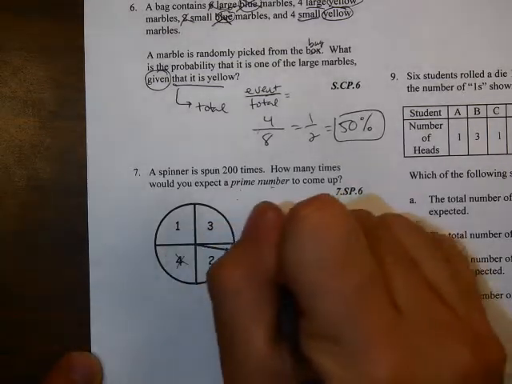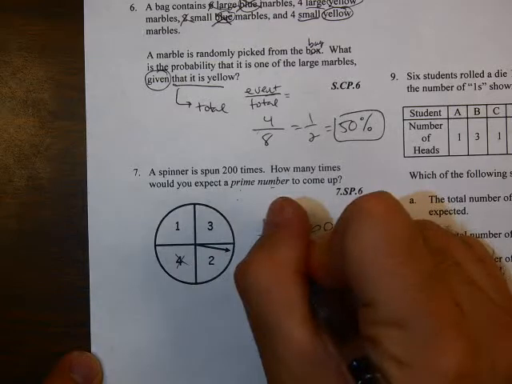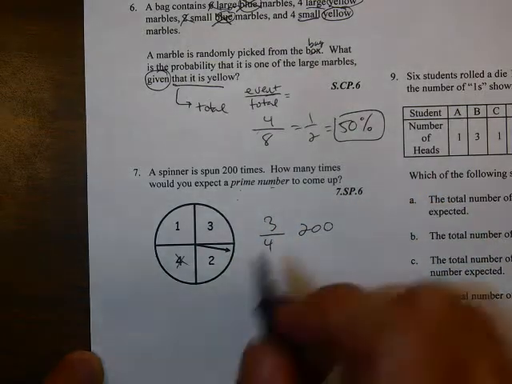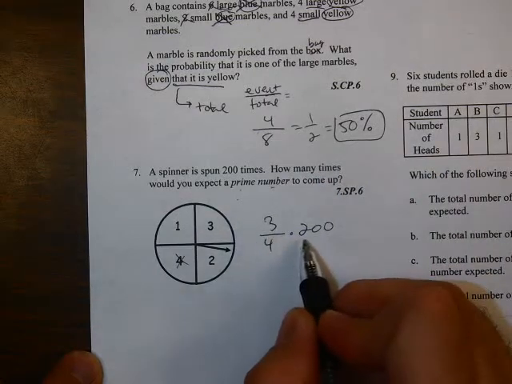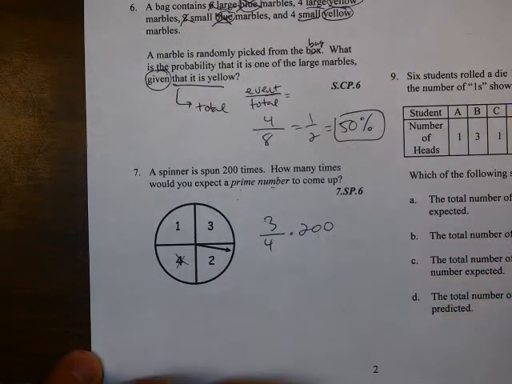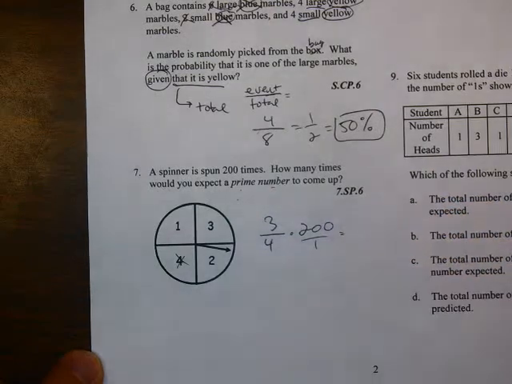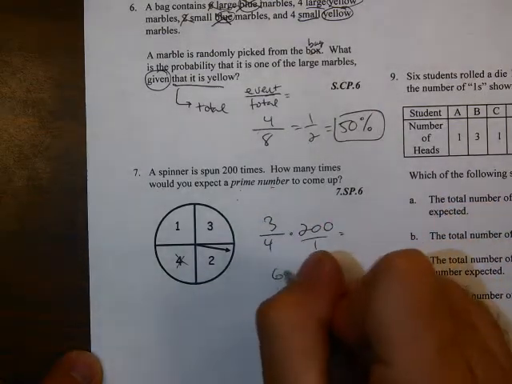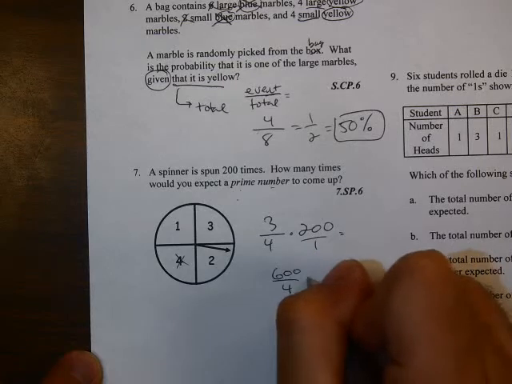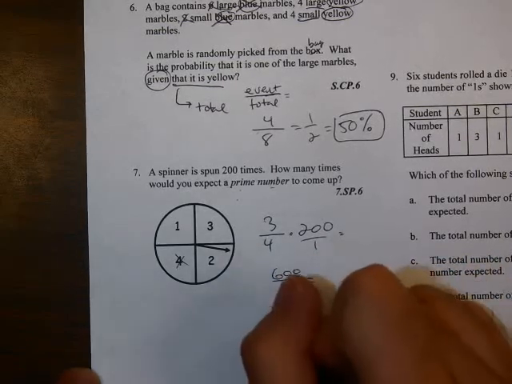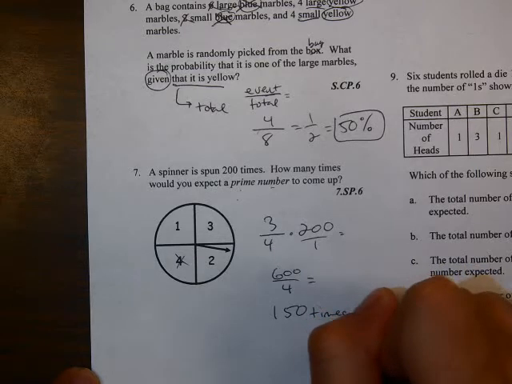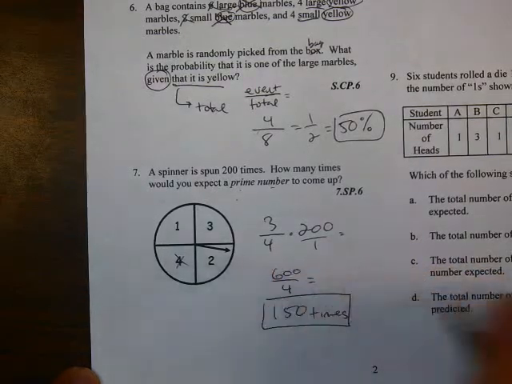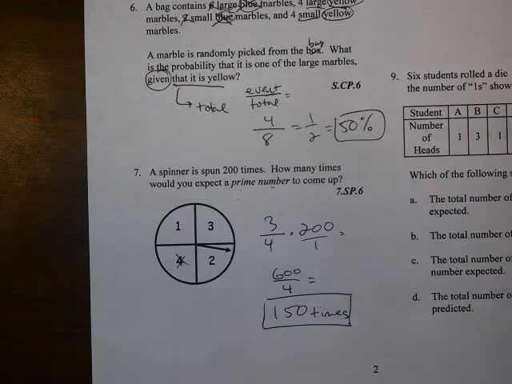So out of these 4 total numbers on the spinner, 3 of them are prime, and that is our probability that we're working with. That probability now has to multiply with our 200 spins. Over 1, 3 times 200 on the top is 600, over 4 times 1 is 4. 600 divided by 4 is 150, so we're expecting it to come up 150 times out of those 200. Doesn't mean it's automatically going to happen, but we expect 150 times for it to come up as a prime number.